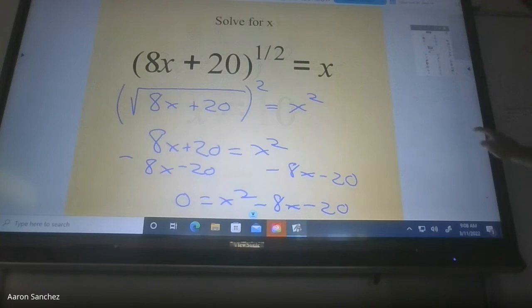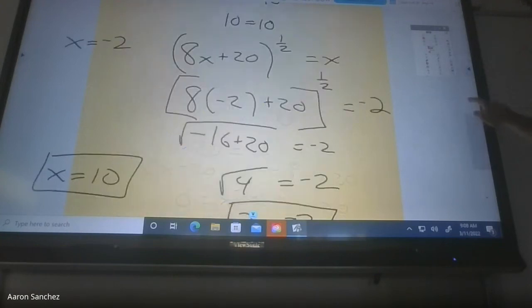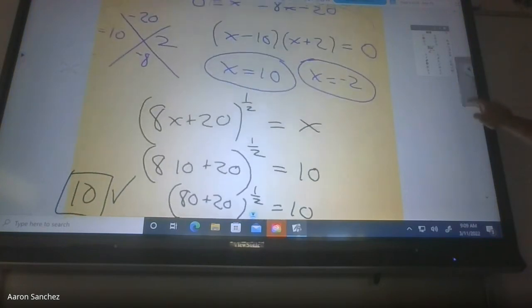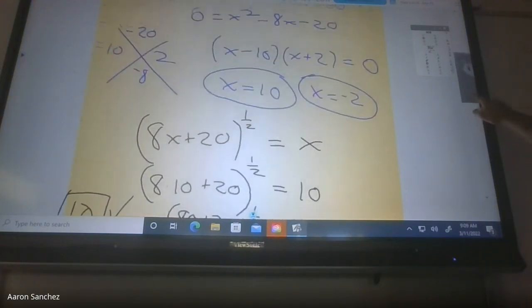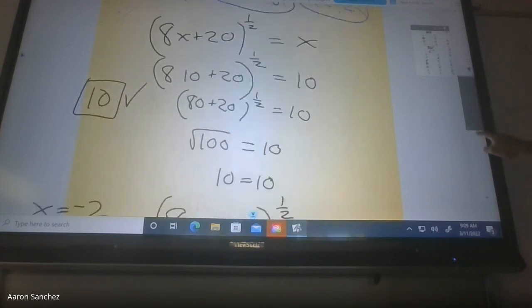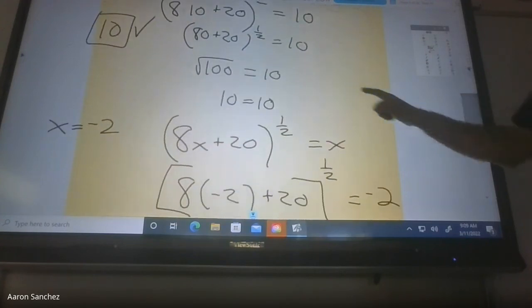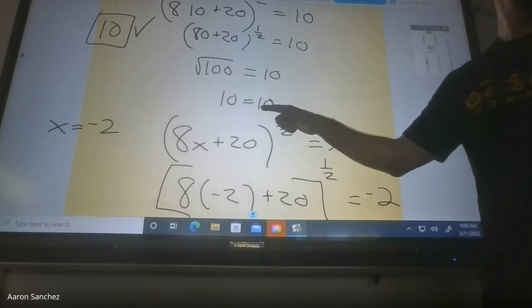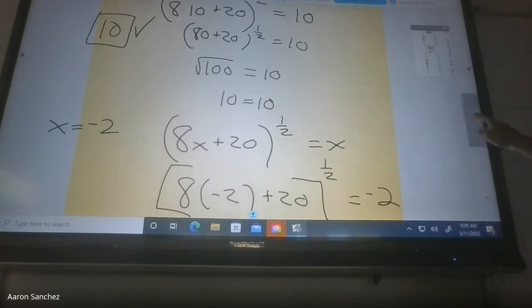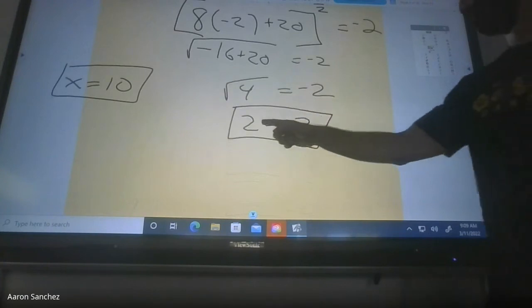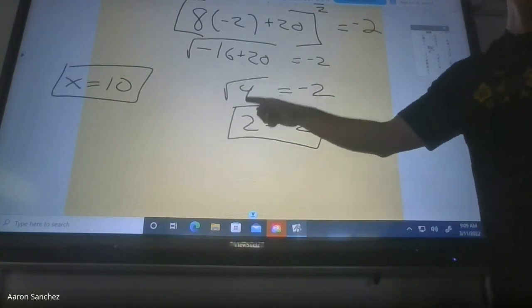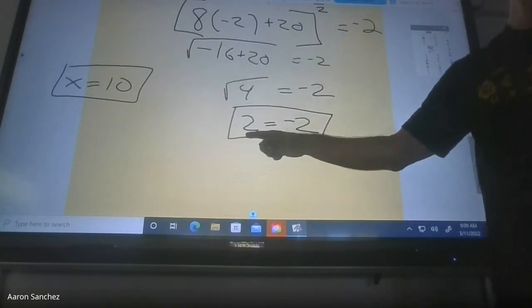Oh, where'd it go? Remember I did this problem? Remember this one, guys? And we plugged in 10 and we got 10 on both sides. Remember? And then this one, I said, hey, just get the positive because the square root of 4 is also negative 2. Remember we talked about that?